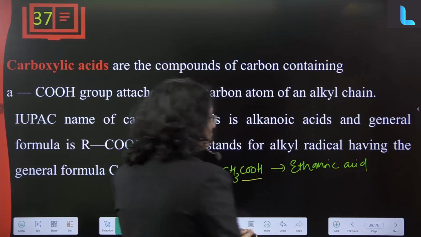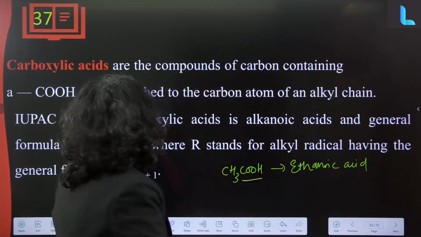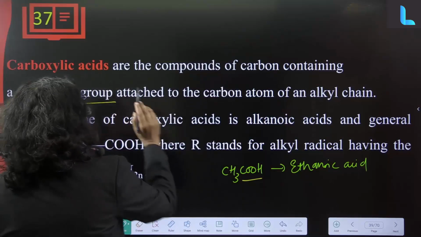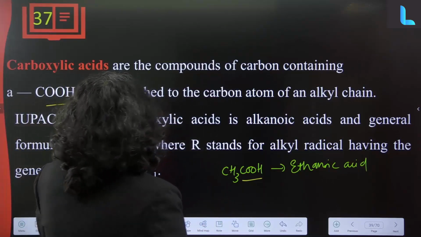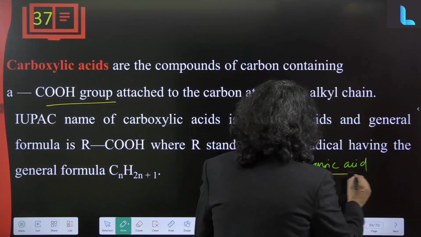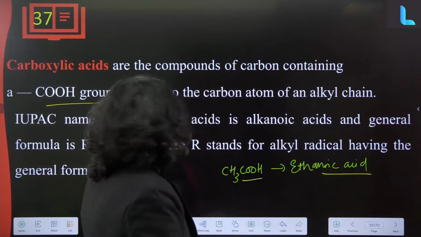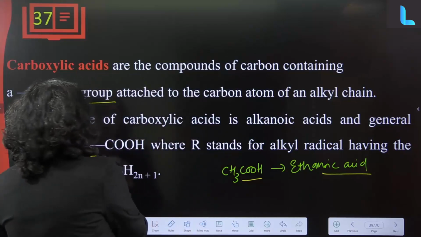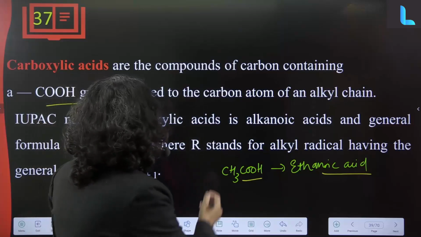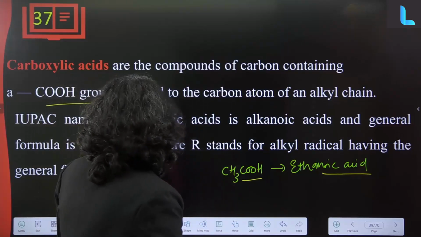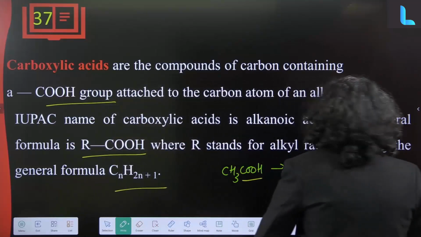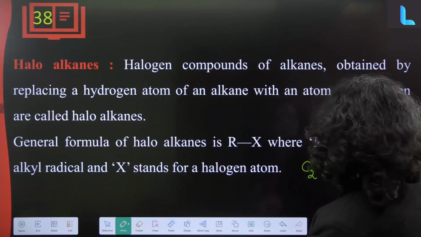Now what is a carboxylic acid group? The COOH group is responsible for carboxylic acid. Here a carbon containing a COOH group is attached to a carbon atom of an alkyl chain. The IUPAC name is alkanoic acid, so the name should end with oic acid. The general formula will be RCOOH. R can be CH3, C2H5, any group, and R stands for an alkyl radical having the general formula CnH2n+1. So ethanoic acid, methanoic acid, it can be anything.